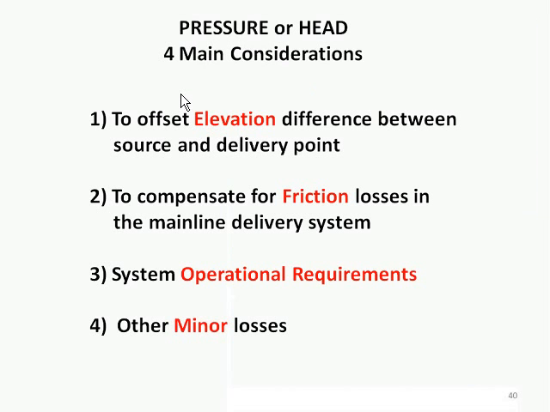What's the elevation difference between the source of the water and the ultimate delivery point, the trough? How much friction loss do we have to overcome in the pipeline? Some system operational requirements, for example, our float valve. Most float valves are set to where you have to have 10 psi to open the valve. So you have some system operational considerations like that, a minimum of 10 psi at the trough. Other things like minor losses also need to be considered.